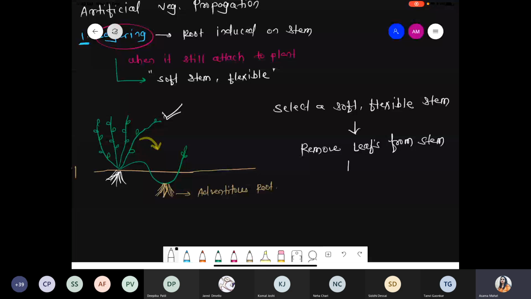Now another one, create a cut. Create a cut on the stem.